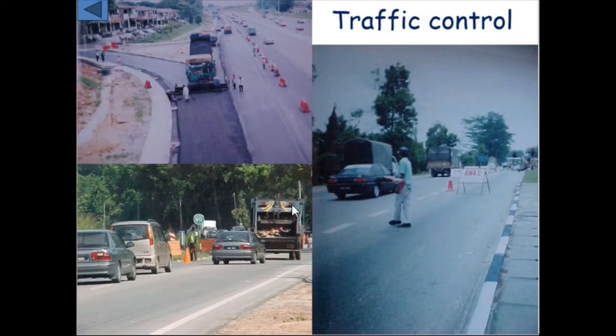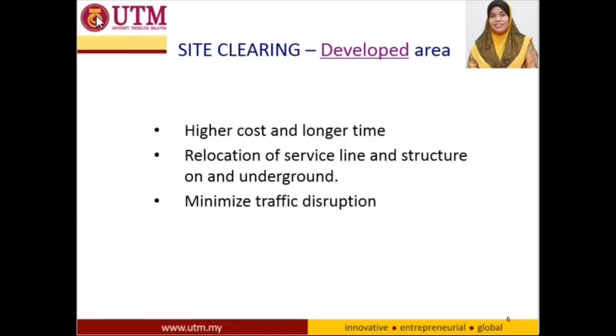Next, here we can see the placement of safety features such as traffic cones to separate the existing traffic flow along the road and the lane under construction or maintenance. The traffic controller is also provided for the existing traffic, which is very important, especially to ensure the safety of the road user.